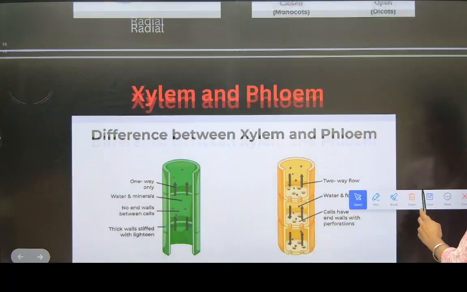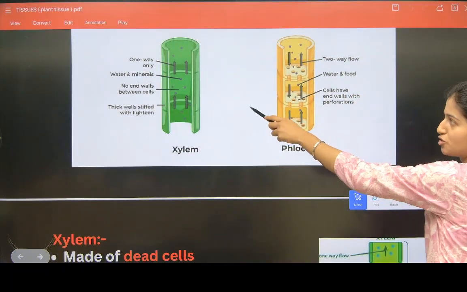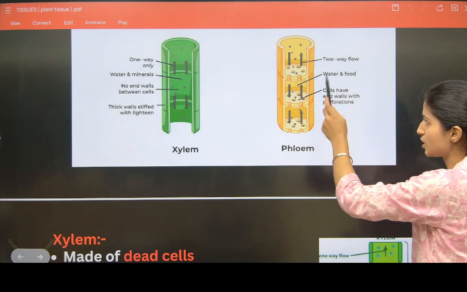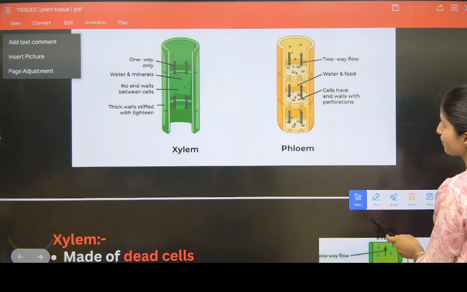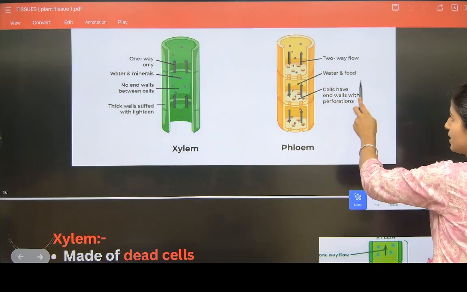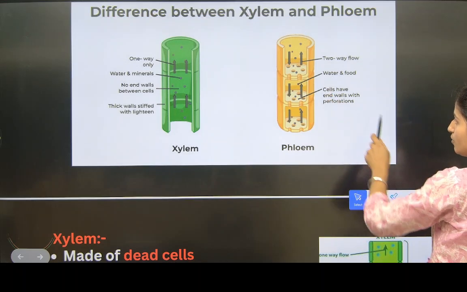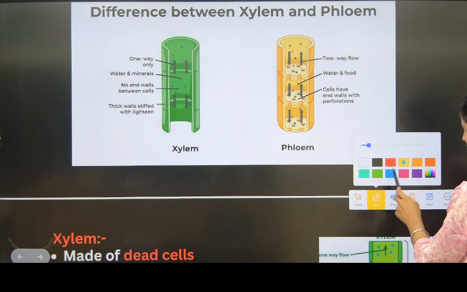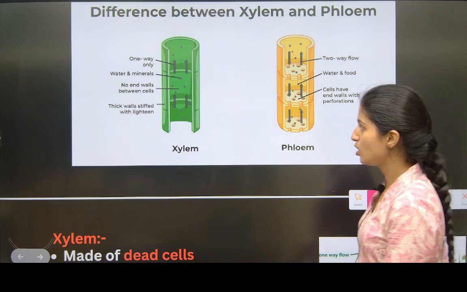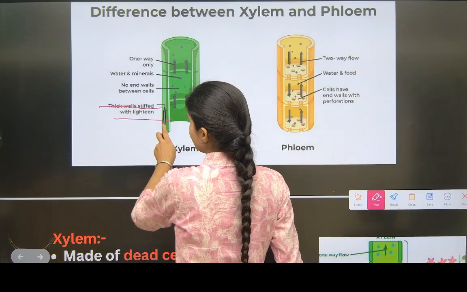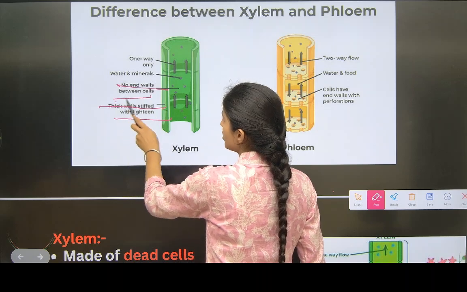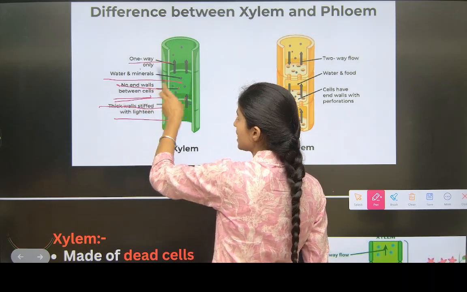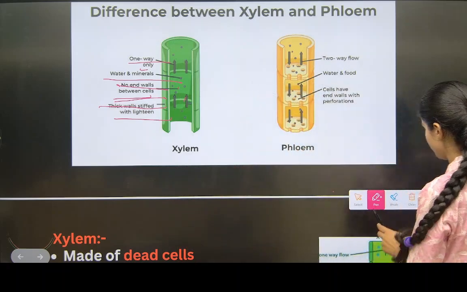Now xylem and phloem, we saw. Xylem is unidirectional, from down to up. Phloem is bidirectional, up and down both. Two-way flow of food. Phloem cells have end walls with perforations. Xylem has thick walls with lignin, no end walls between cells, water and minerals pass through, and it is one-way transport.